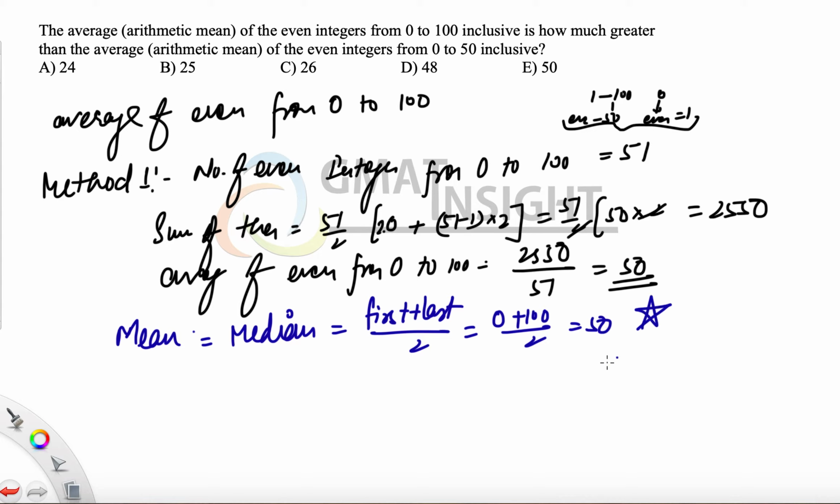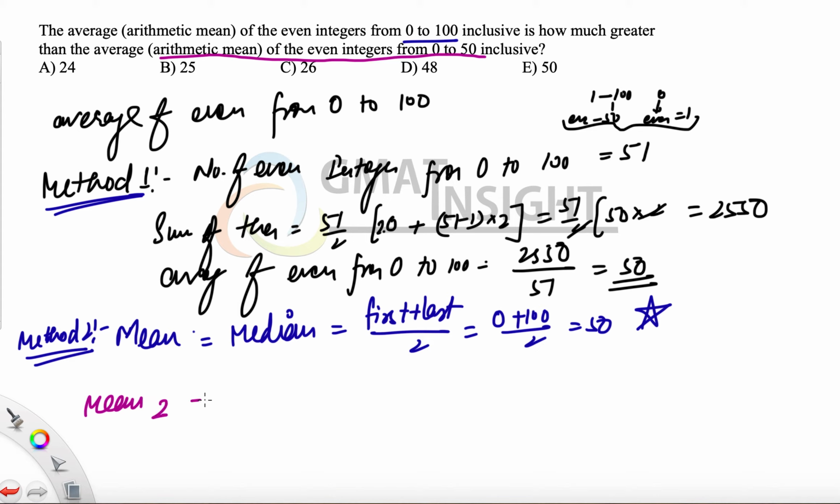So this is what I just want to emphasize with the help of this question. I can call it method 2 to calculate the average of such an arithmetic progression, which is certainly far superior to method 1, right? Having done this, this is the mean of all the even numbers from 0 to 100. Now we can also quickly discuss the mean of all even numbers from 0 to 50. So mean 2 will be equal to 0 plus 50 divided by 2, that is equal to 25.